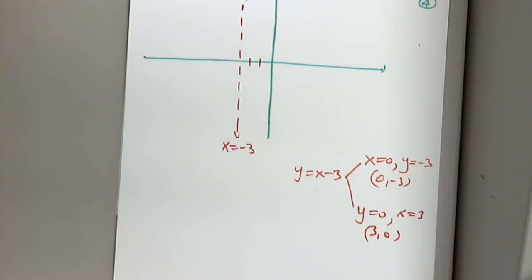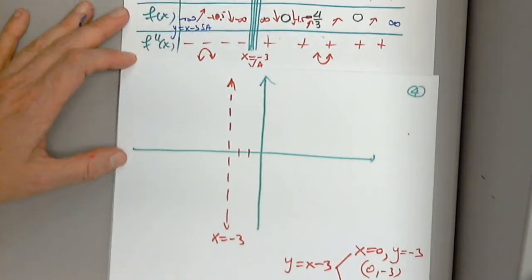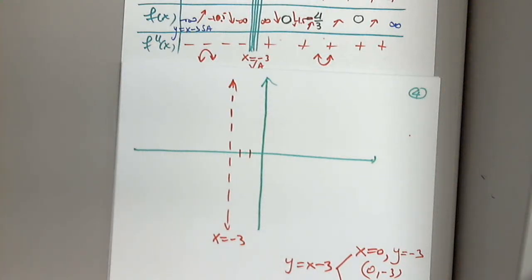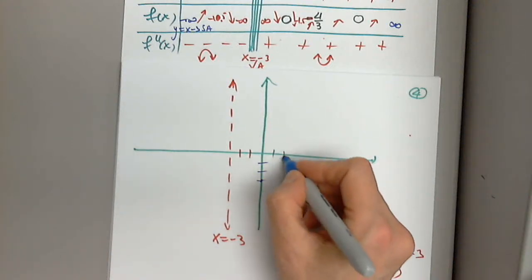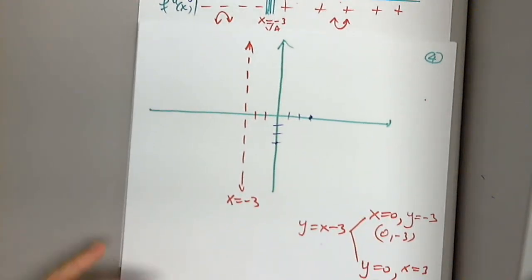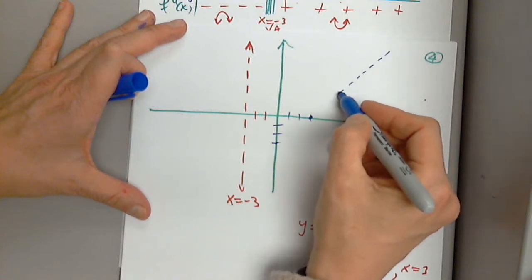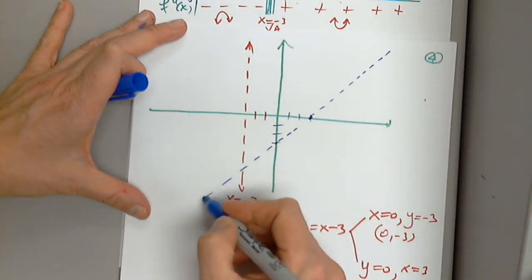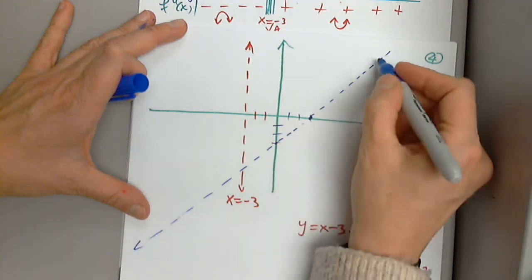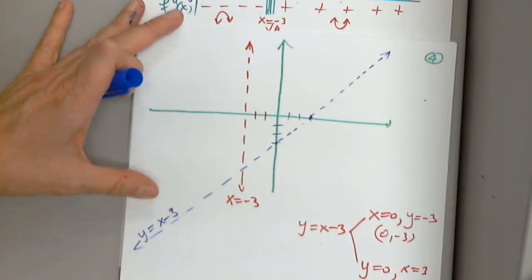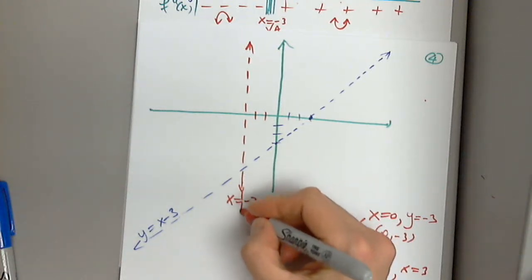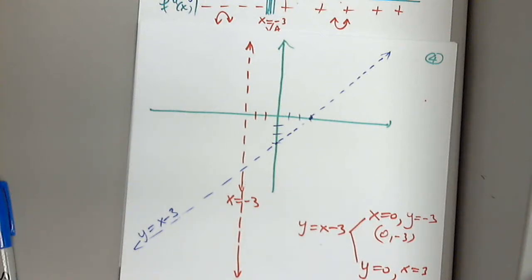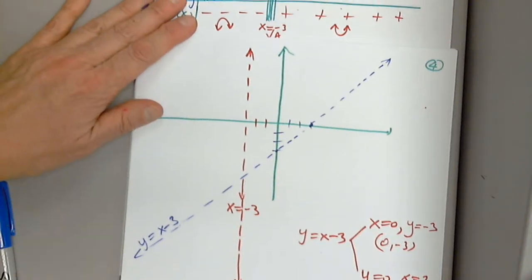These are the points I need to plot in order to graph y equals x minus 3. So 0, negative 3. And 3, 0. Ready? Do not graph it as a solid line. This is not the function. This is only y equals x minus 3, just the slant asymptote. Ready? I read my chart now.